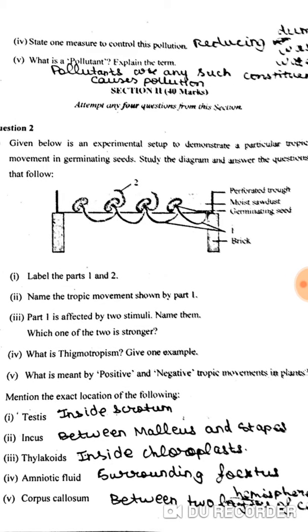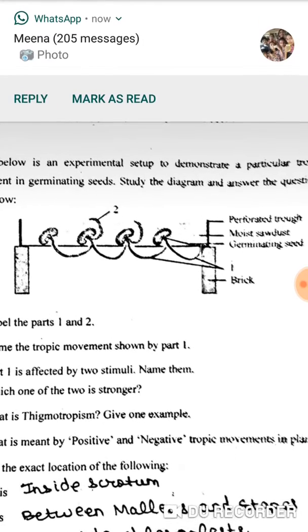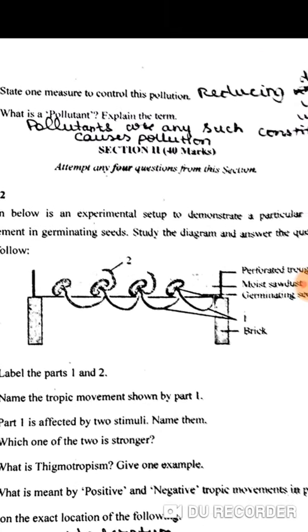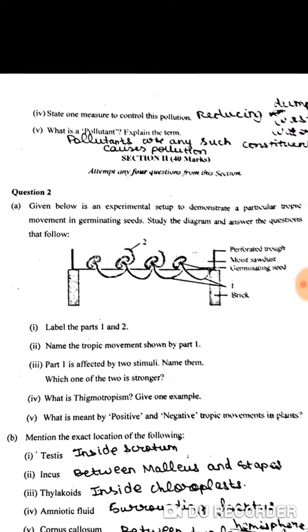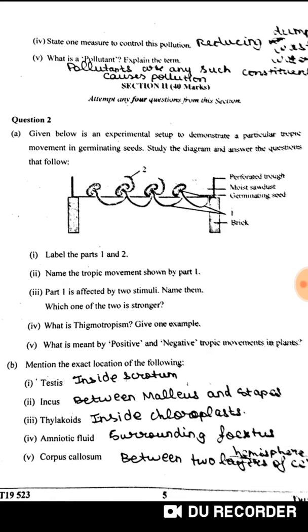What is thigmotropism? The change in a plant's body due to the stimulus of touch. One example is the pea plant. The fifth one, what is meant by positive and negative tropic movements in plants? Positive tropic movement is movement towards the stimulus, and negative tropic movement is movement away from the stimulus.